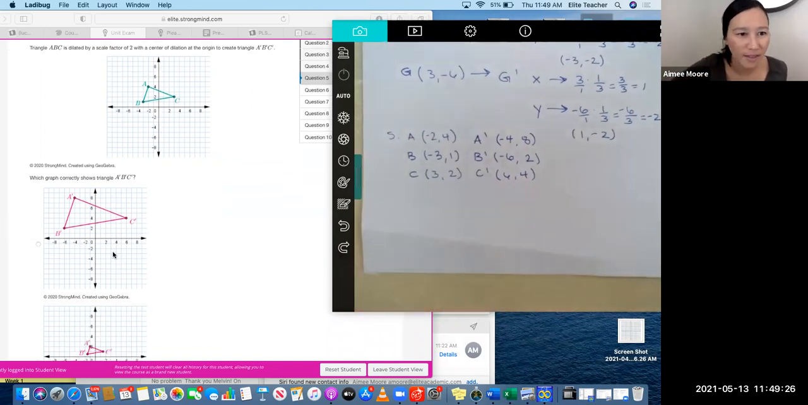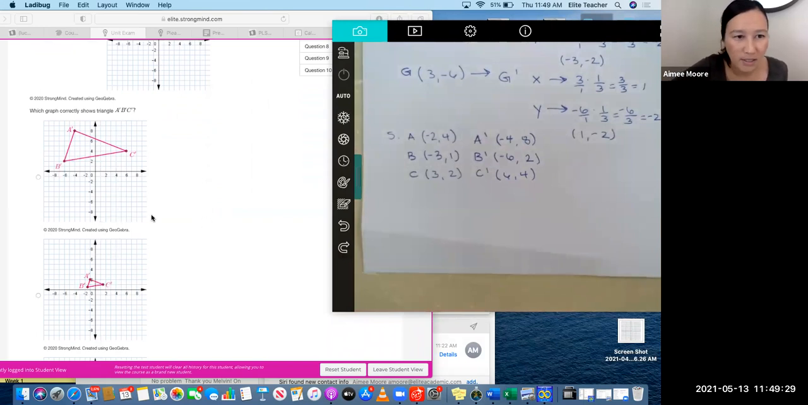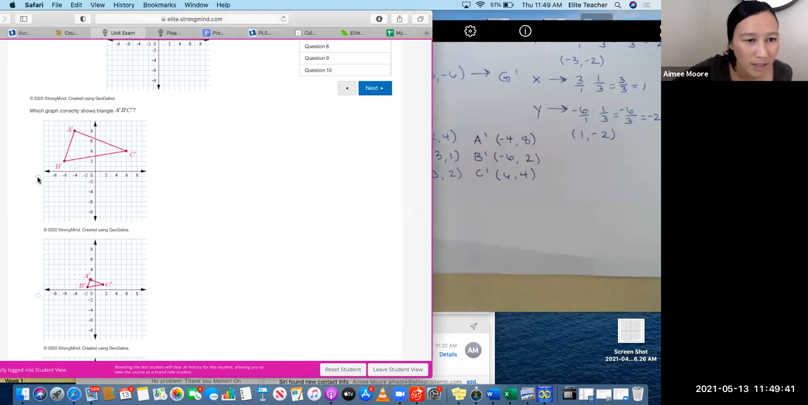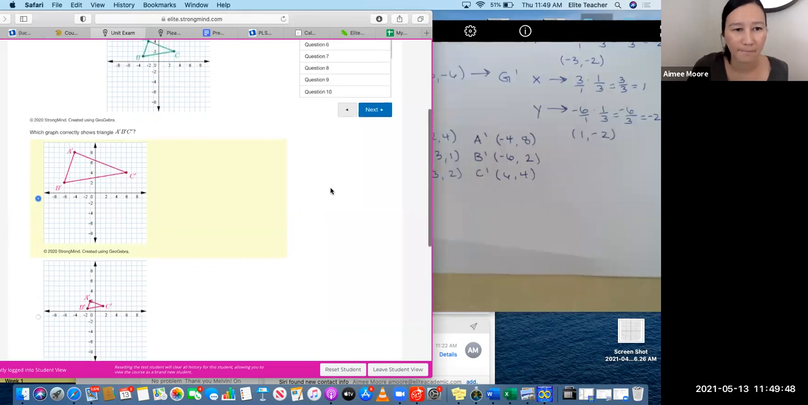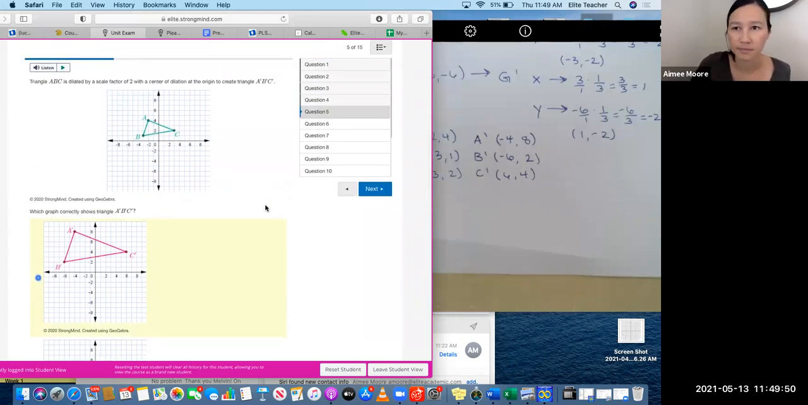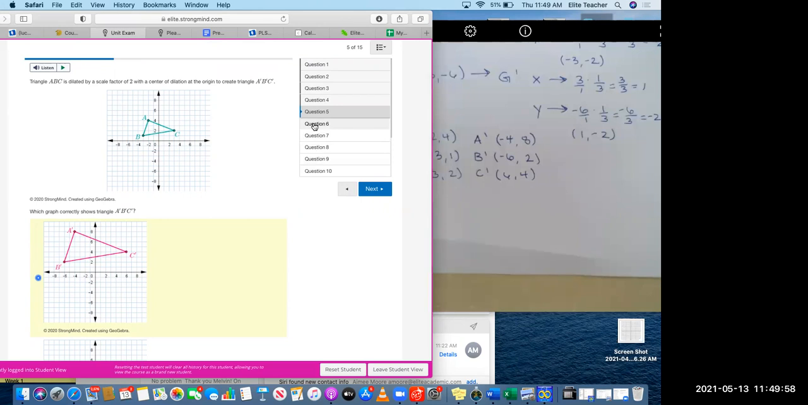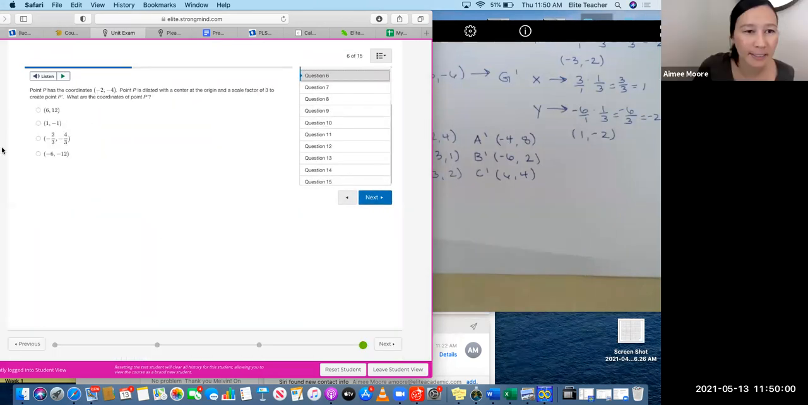So now let's just find the triangle that has those points. So A prime is at negative 4, 8. B prime is at negative 6, 2. And C prime is at 6, 4. So for me, it looks like it's the first one. Check the points, just make sure those are the 3 points. Any questions on number 5? Nope. All right, number 6.